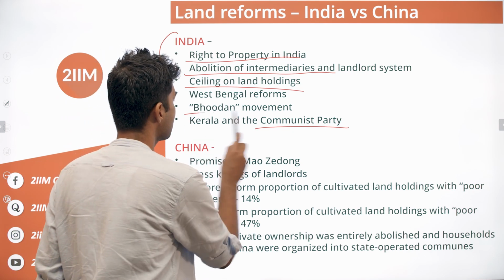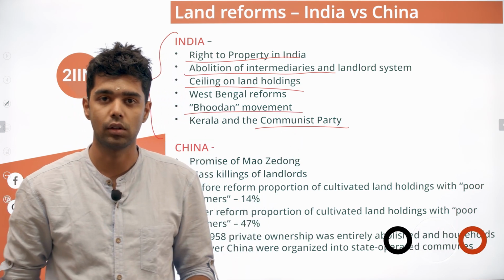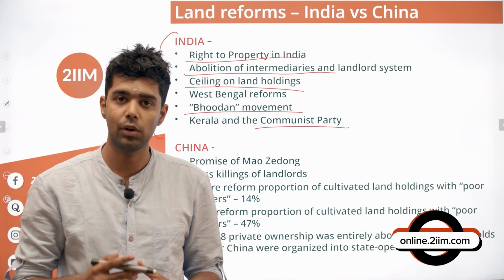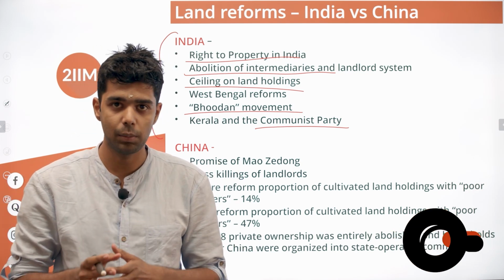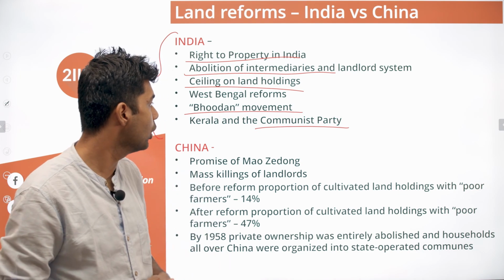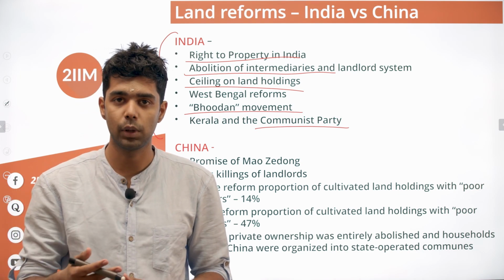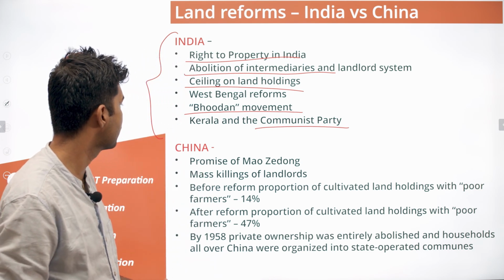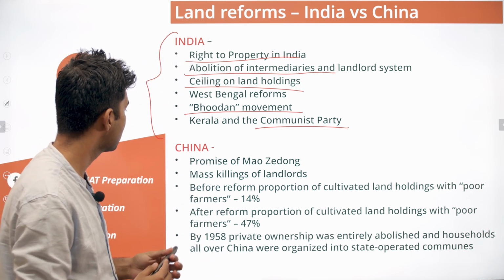The Bhudan movement was one movement which was based on Gandhian principles. It was started by a person called Vinoba Bhave, in the southern parts of India, in peninsular India. He wanted to induce rich people who had a lot of land to donate that land for the sake of public welfare. So that was how India approached the entire thing.